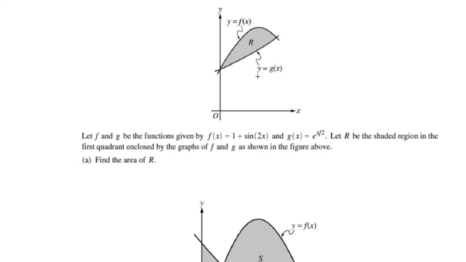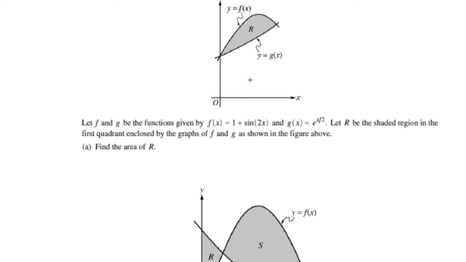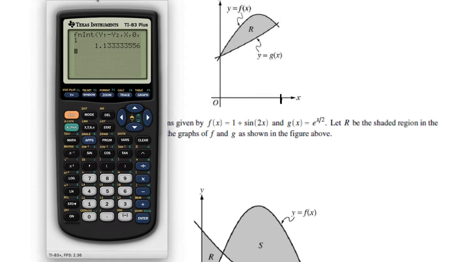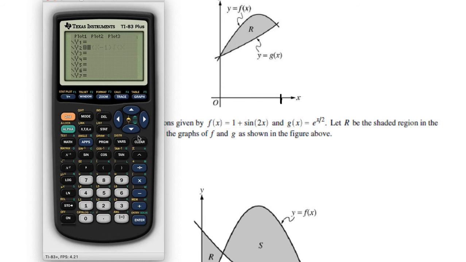Find the area of R. Okay, function f is on the top, and I don't know what this intersection point over here is for its x-coordinate. I'm going to figure that out first. So I'm going to plug in both these equations into my calculator to find that intersection point. So my top function is going to be my y1. Always make your top y1 so you don't get confused.